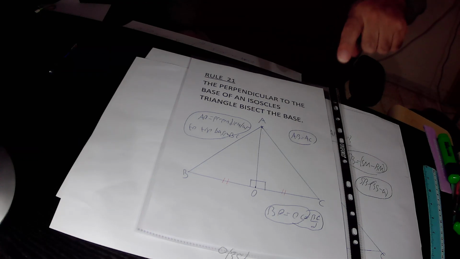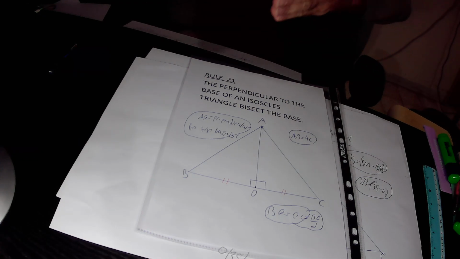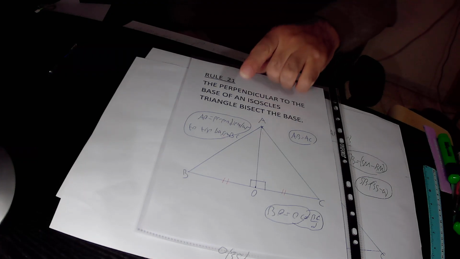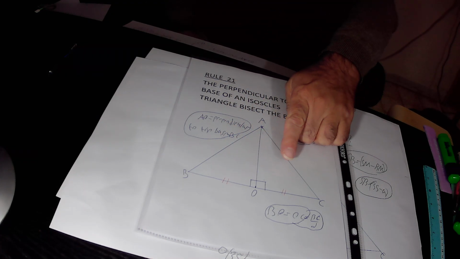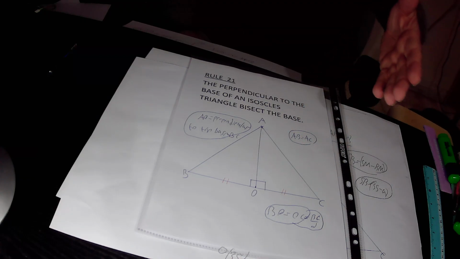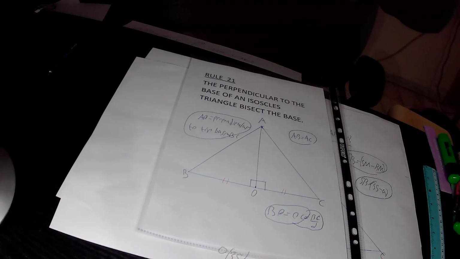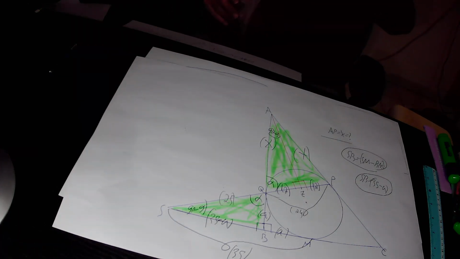So BC is being bisected, therefore each half must be equal to BC over 2, of course. So the first half BO equals the second half OC, and each half must be equal to BC over 2. So BO equals OC equals BC over 2, according to rule 21. So we can implement rule 21 in our drawing.